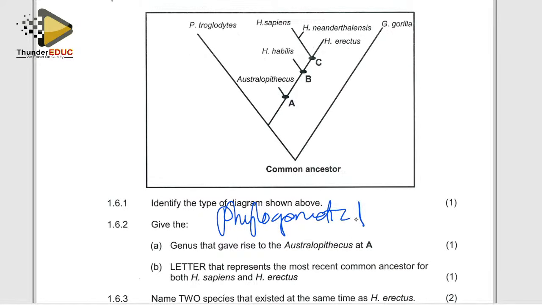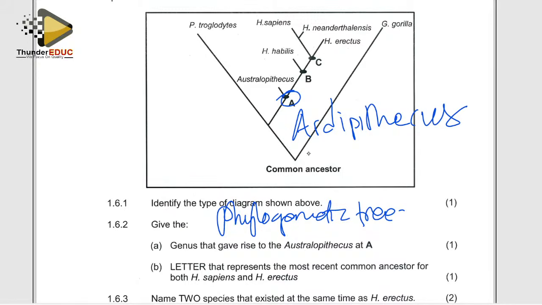Phylogenetic tree. Yes, so we get a mark there, and they are saying genus that gave rise to Australopithecus africanus species. The genus which gave rise to Australopithecus at A. What genus is this? Obviously, it is the first name. So we talk about the Ardipithecus. Yes, that's the Ardipithecus, which is called the Ad. That's the genus which gave rise to that.